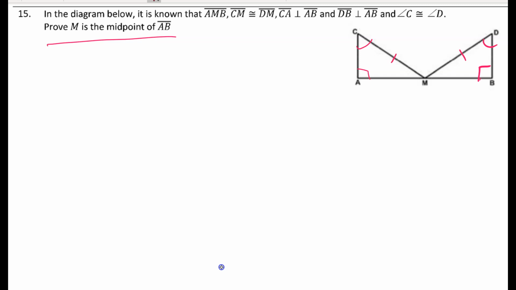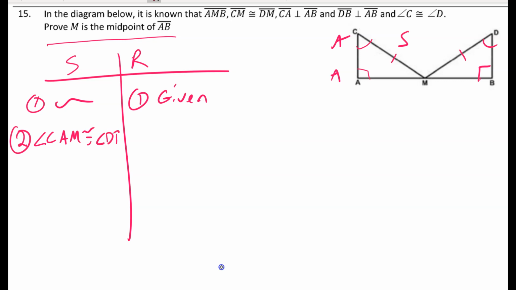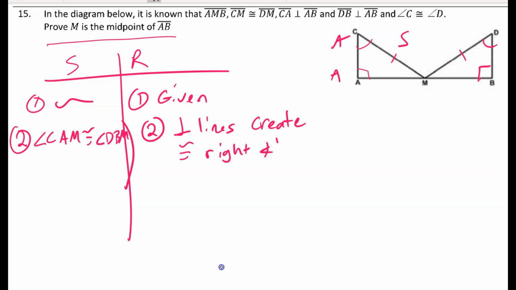So to prove that M is the midpoint, I would have to get that this side length is the same as this side length. Well, if I'm looking at these two triangles right here, it looks to me like I might already have an angle-side proof set up for me. So let's say I'm writing this one out, right? I've got my givens here. As per usual, I can say that angle CAM is congruent to angle DBM. Those are those two right angles. My reason being is that perpendicular lines, again, they create congruent right angles.